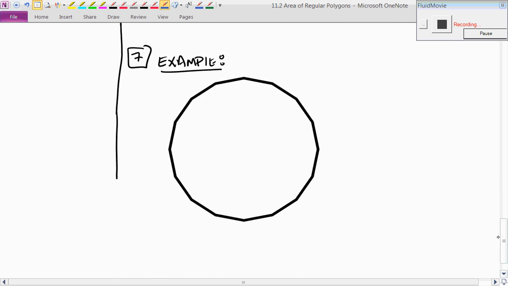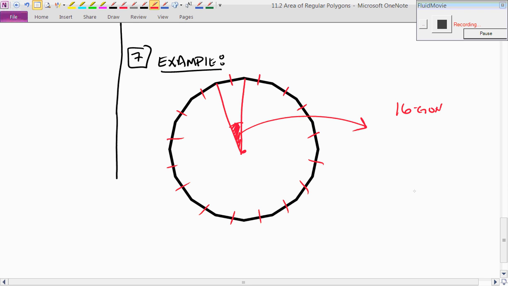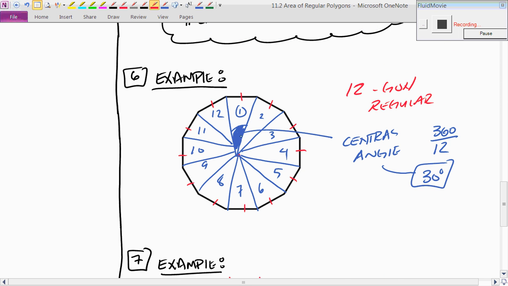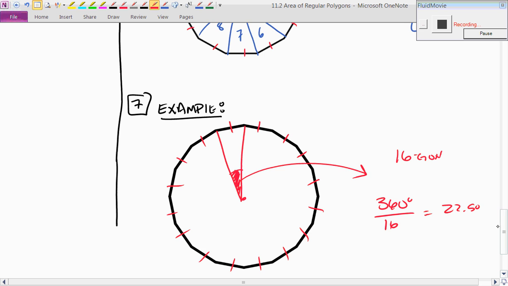Okay, take a look at this one. How many sides does that thing have? Let's count together. 1, 2, 3, 4, 5, 6, 7, 8, 9, 10, 11, 12, 13, 14, 15, 16. Here's my center. So my central angle is right here. Would this be more or less than my last one? This is a 16 gon, right? What is the measure of each central angle? Well, we'll take 360 divided by 16. What does that give us? 22.5 degrees. So this one is smaller than that one. It definitely looks like it to me. So that's my central angle.